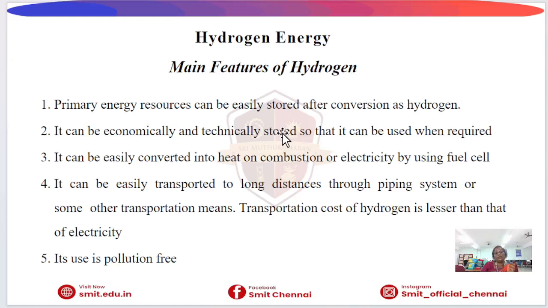The main features of hydrogen are that it can be stored and transported easily and can be converted into heat or electricity. For example, hydrogen is stored in cylinders in industries and transported through pipelines. It is used in fuel cells to generate electricity without pollution. So, hydrogen is suitable for future energy systems.